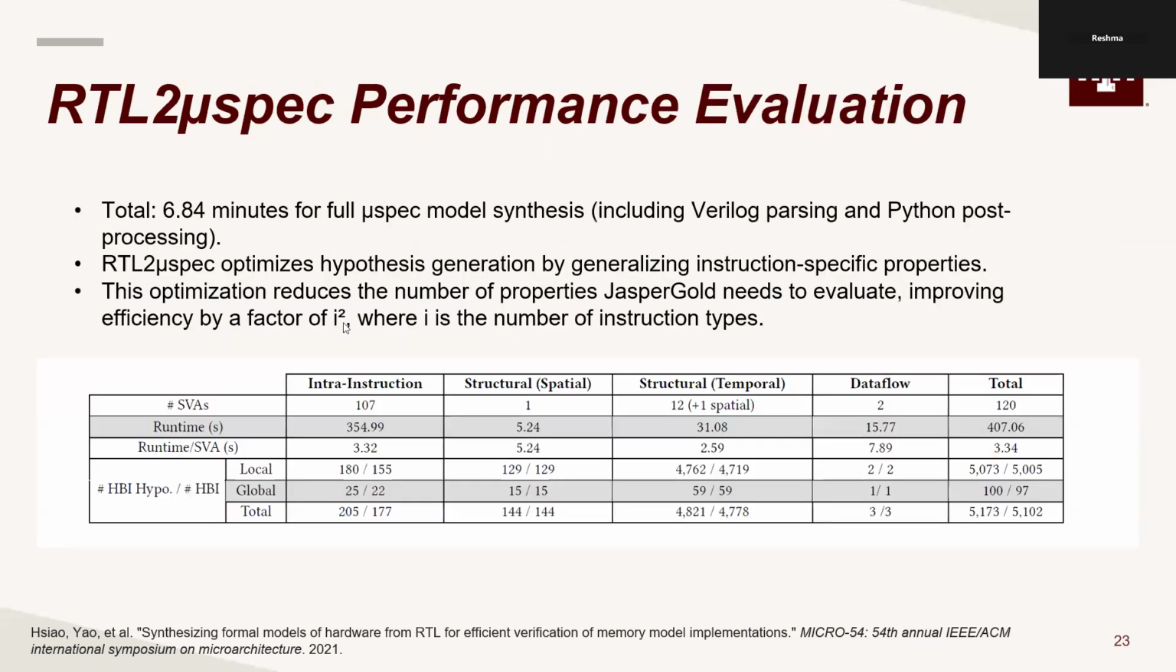Coming to the performance of this RTL2microspec model, it showed a total runtime of 6.84 minutes, with a majority of the time spent on evaluating assertions. And optimization in this process involved generating a structural HBI hypothesis by analyzing specific instruction pairs, for example here load and store, which simplifies the verification process. This specific instruction pair identification reduces the number of assertions that need to be evaluated, which cuts evaluation time by a factor of I squared here, where I is the number of instruction types.